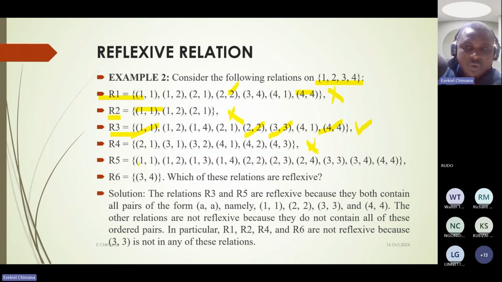So you can look for a reflexive relation at what? At R5, is this a reflexive relation? 1, 1, yes. And then 2, 2, yes. Then 3, 3, yes. And then 4, 4. Yes, this one is a reflexive relation. R6 is not a reflexive relation.